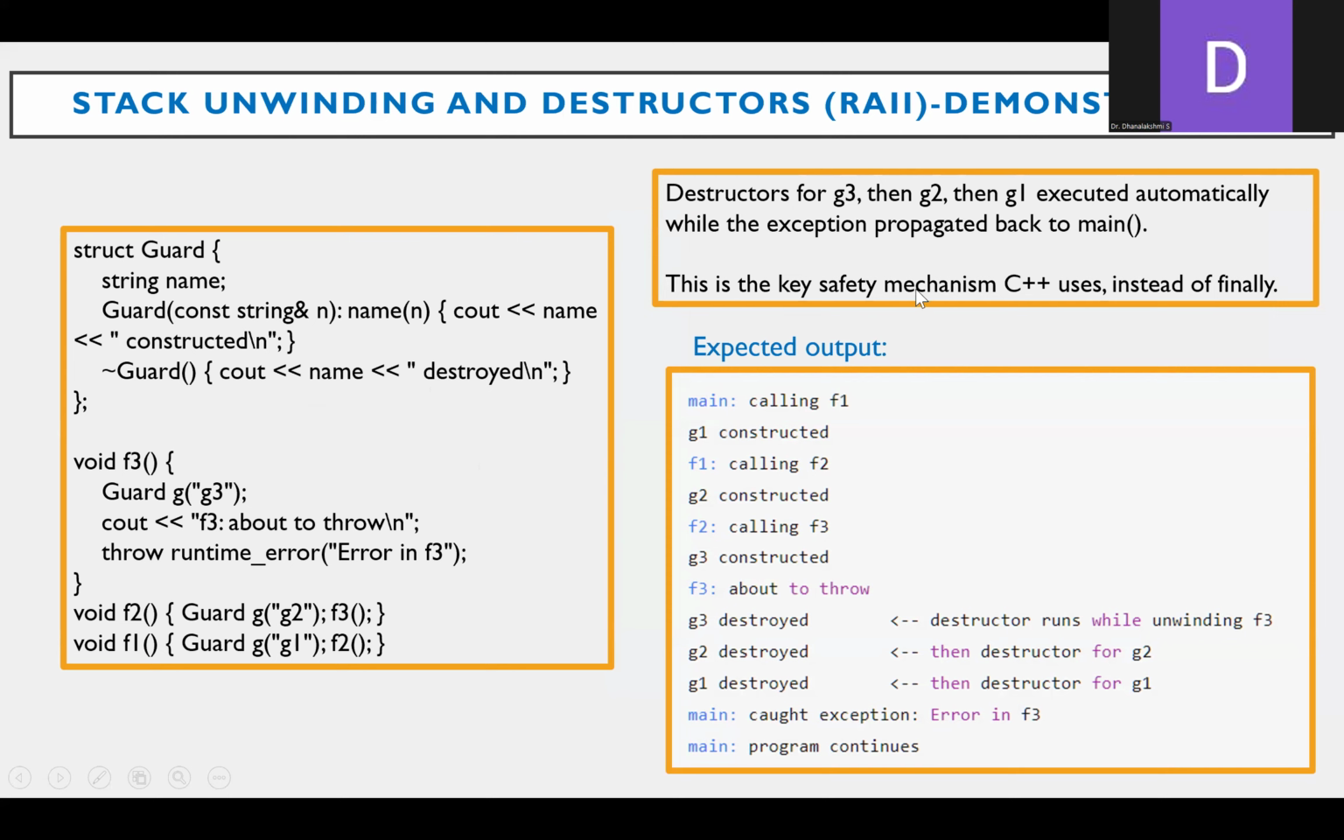So this is the key safety mechanism in C++, instead of manually using finally, as in the case of Java and Python. So I hope you understood. This is the order which I have explained from the code.